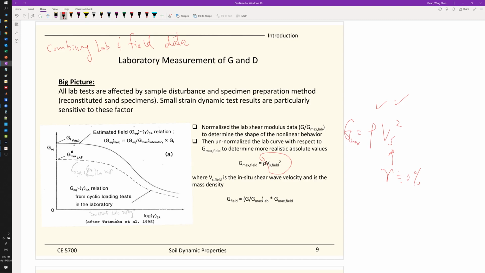From the shear wave velocity, we get the G max from the field. So how we correct for the whole curve is we multiply the curve that we established in the lab by the G max that we obtain from the field. So we pretty much bring up this lab curve by the field measurements. So we will use this for practice.